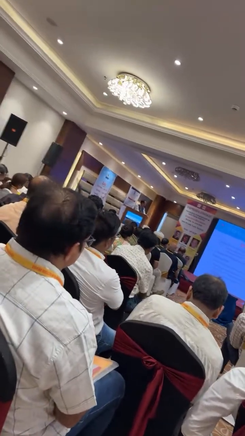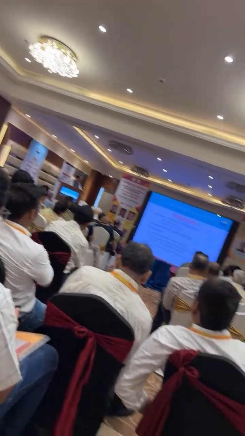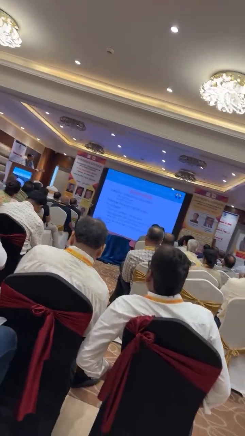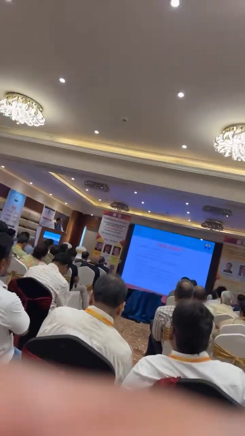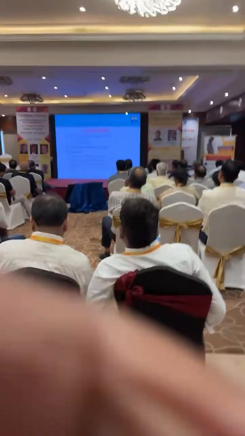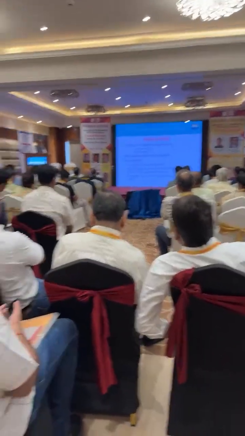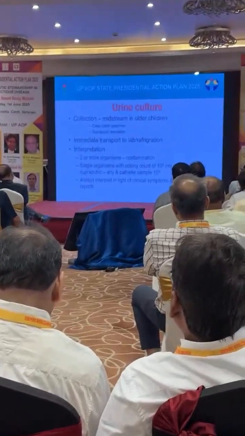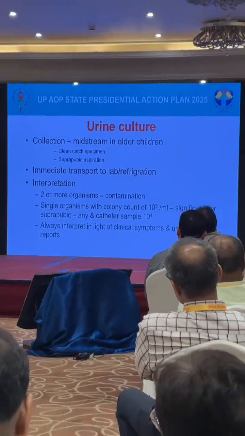So the interpretation is: if there are 2 or more organisms, it shows contamination. A single organism with a colony count of 10 to the 5 per ml is significant. For suprapubic, any organism is significant, and for a catheter sample, it is 10 to the 4. Always interpret in light of clinical symptoms and urine routine reports. This is very important.